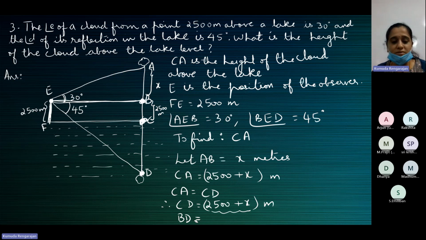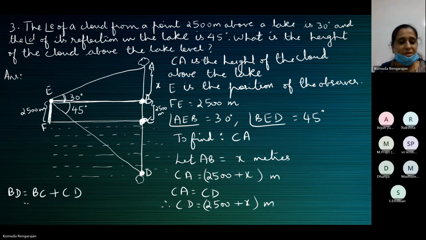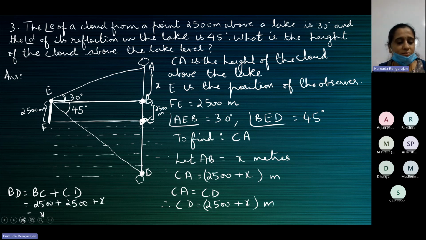X plus 5000. I'll write it here, children. This doesn't come first. I'm continuing here. So BD is equal to BC plus CD. BC is 2500. CD, by the laws of reflection, is 2500 plus X. So BD is 5000 plus X meters.